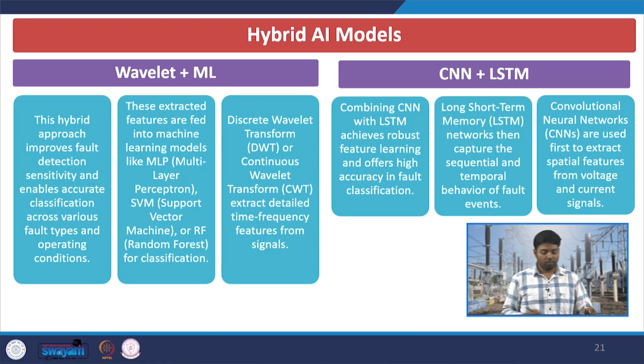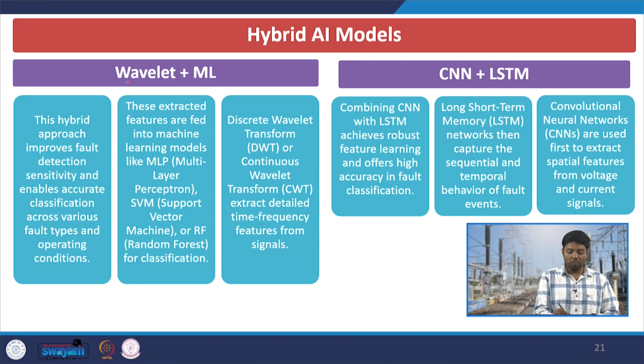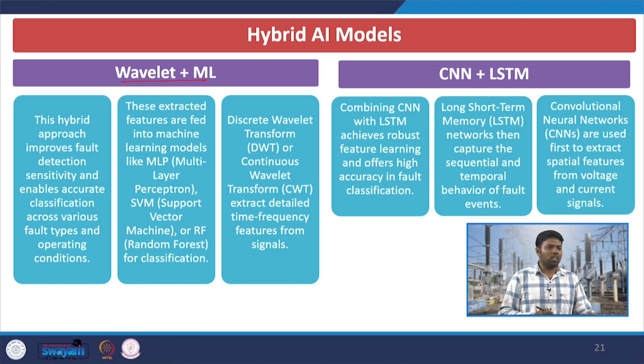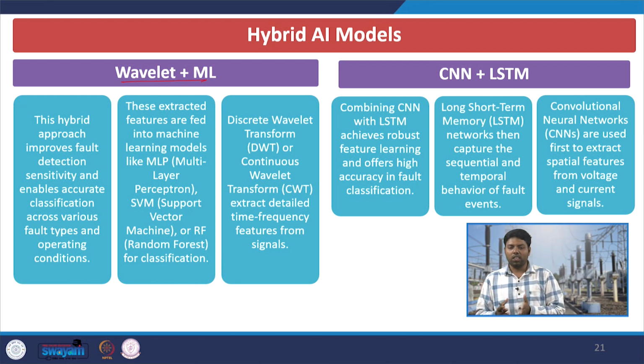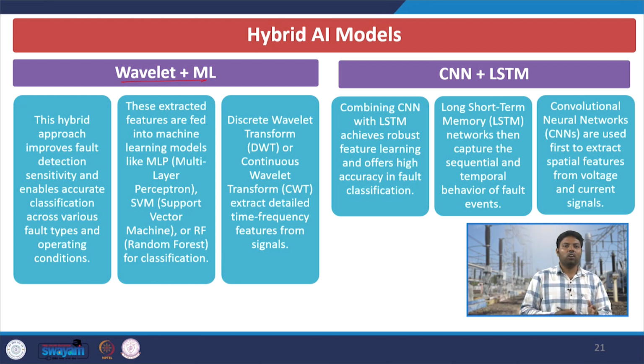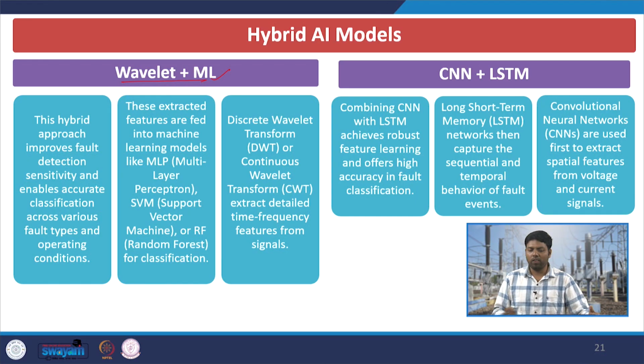conditions. You can use a few hybrid AI models as well. You can do the feature extraction with the help of cross wavelet transform or discrete wavelet transform, and then take those wavelet transform features and use them for the classification with the help of a machine learning algorithm. That machine learning algorithm can be support vector machine or ANN or random forest, anything.